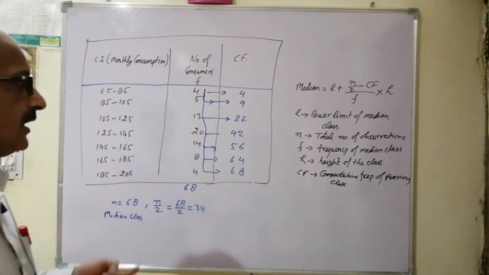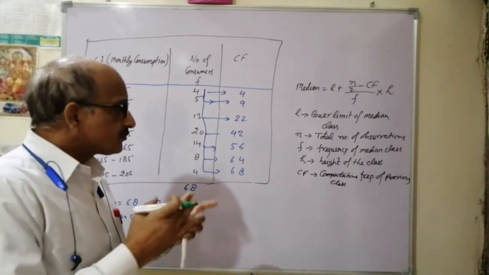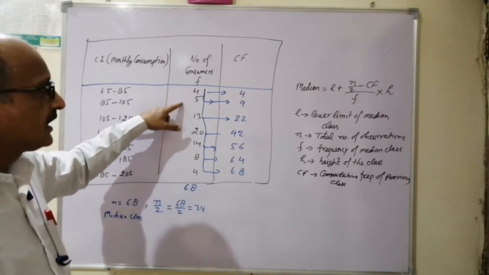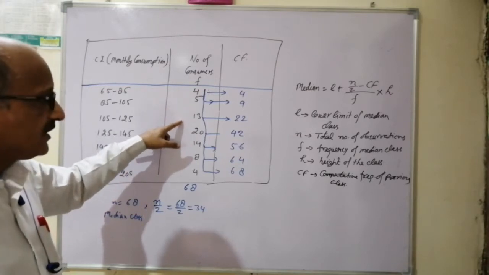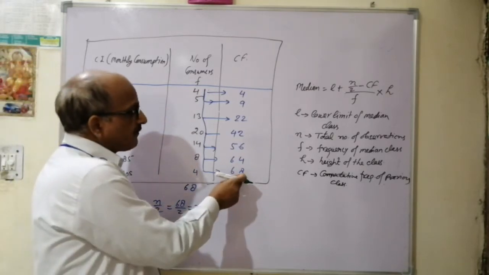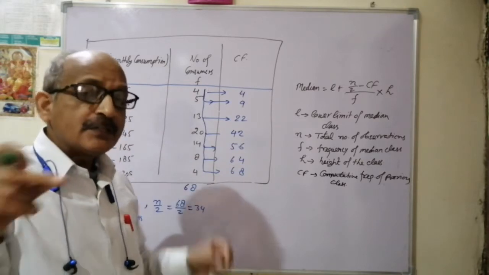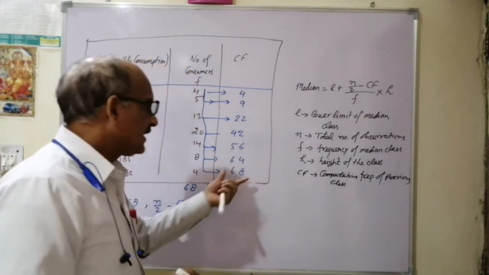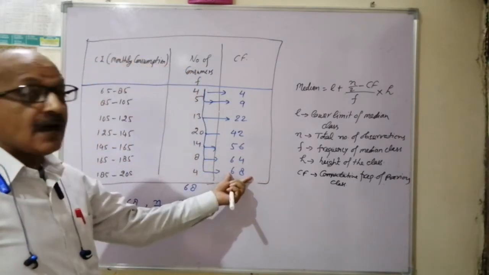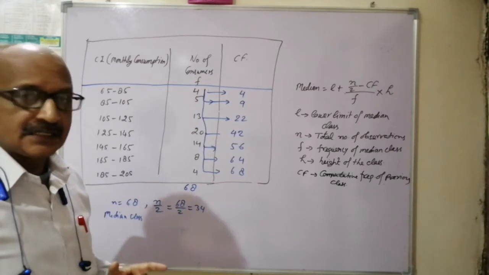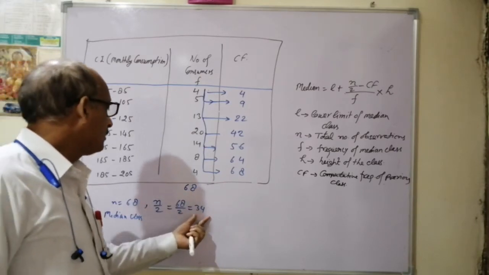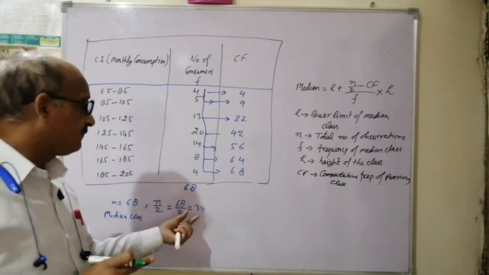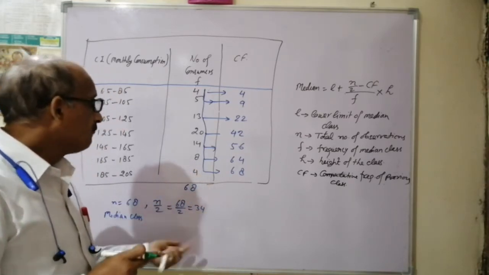Now for the median, imagine that we put one observation 4 times, then another observation 5 times, and so on, so the last observation will be the 68th observation. Which one will be the middle? It is 68 upon 2, that is n by 2. So the class containing CF 34 will be the median class.